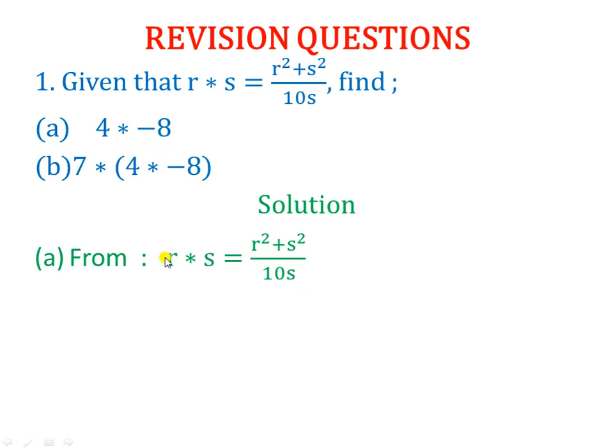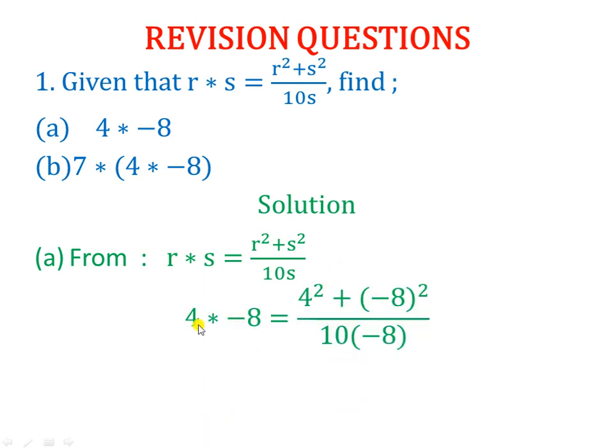So it means wherever there is R in this formula on the right hand side, we shall substitute 4. And wherever there is S, we shall substitute negative 8. That is the simplest way of looking at this. So we are saying 4 asterisk negative 8 is the same as 4 squared, which is obtained by substituting for R, plus where there is S, we are putting negative 8, but you also square it, which I have done here. Then you divide by 10 times S, but our value of S in this case is negative 8. And that is how I got this negative 8 in the brackets.